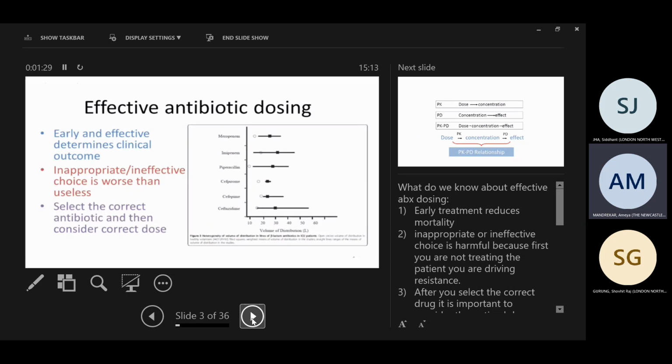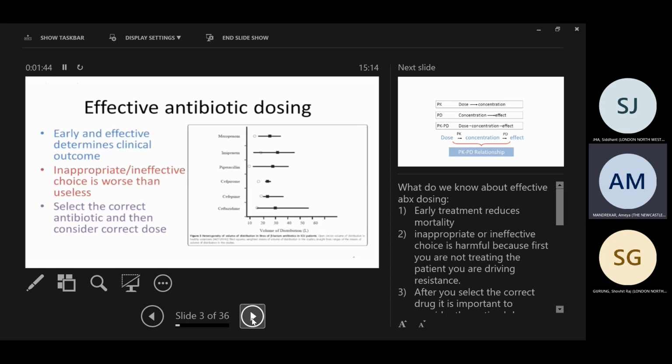What's really important is to give the antibiotics early. The earlier you give it, the more you reduce mortality. And it's really important to give the correct dose at the right concentration, and then to select the correct antibiotic.